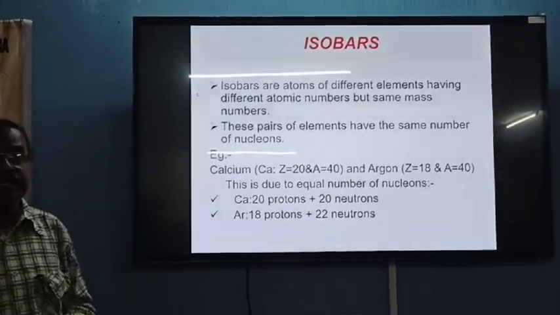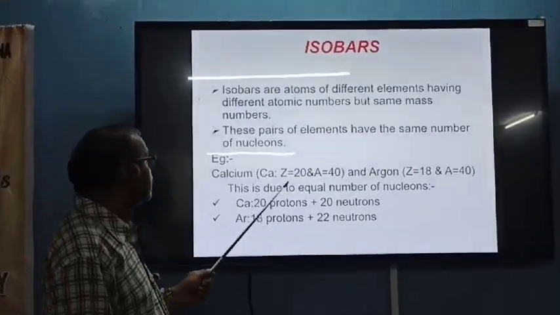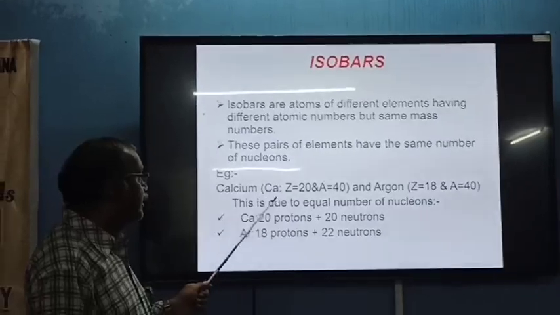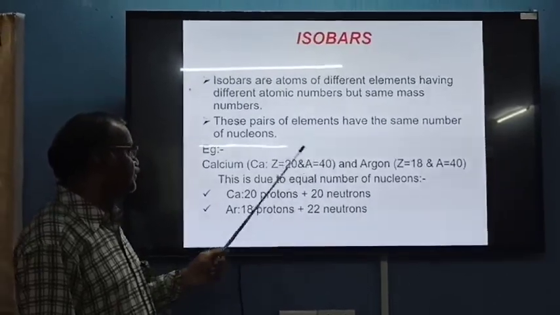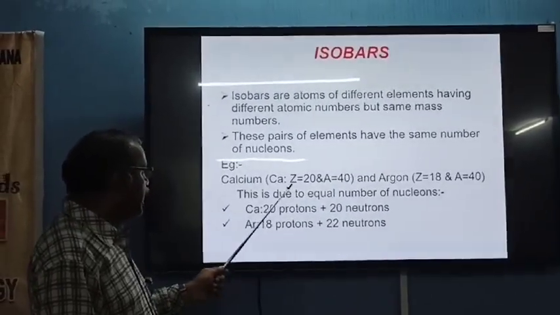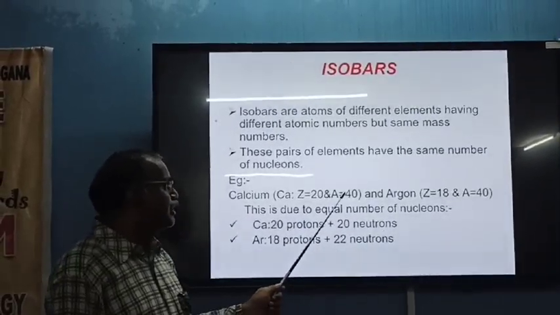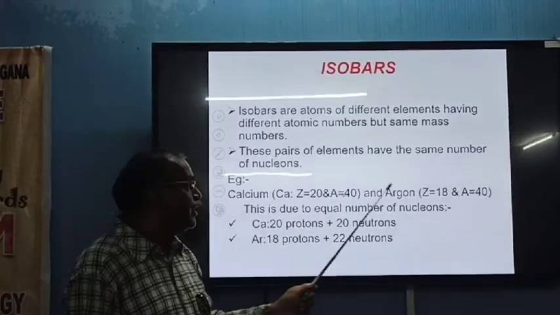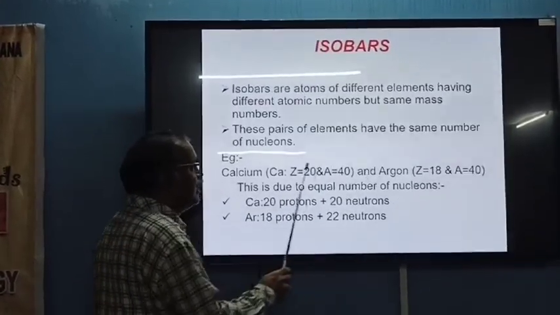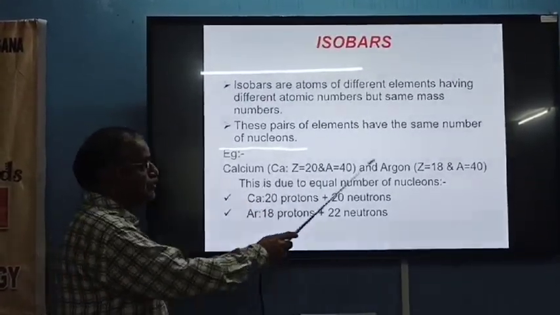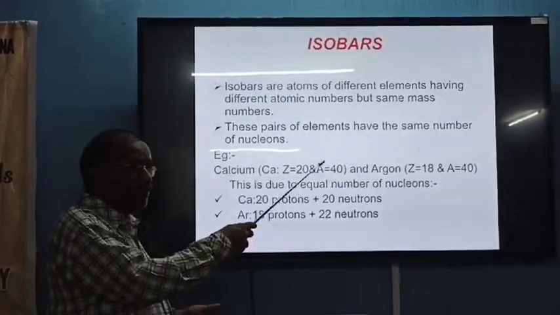Isobars. Here the mass number is the same, the atomic number is different. See here, the mass number is the same. Calcium has atomic number 20 and mass number 40. Argon has atomic number 18, whereas mass number is 40. Here the mass number is 40, here the mass number is 40, whereas the atomic number is different, 20 and 18. Because protons are different, 20 and 18, the elements are also different. This is calcium, this is argon. Protons are different, meaning elements also differ, so their chemical properties are also different.